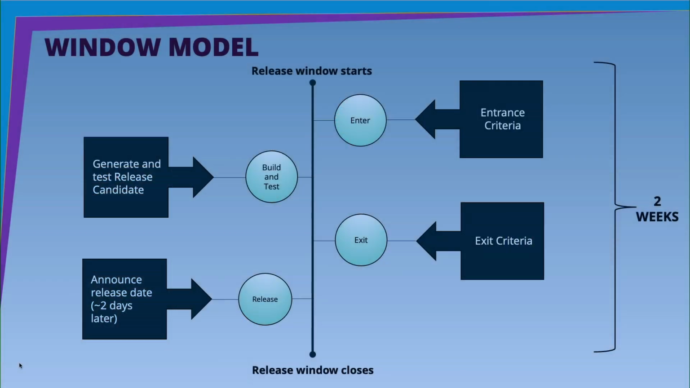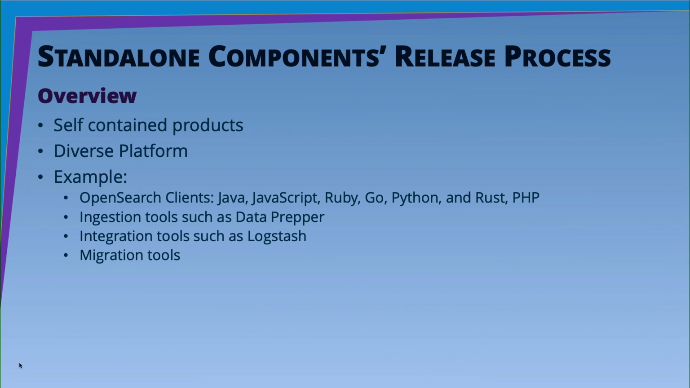So all of this is about the distribution release process. 2.10 was the first candidate, by the way, to follow this. All the next releases will be following it. We will be adding more entrance criteria and more exit criteria as we learn. So yeah, that's pretty much it.